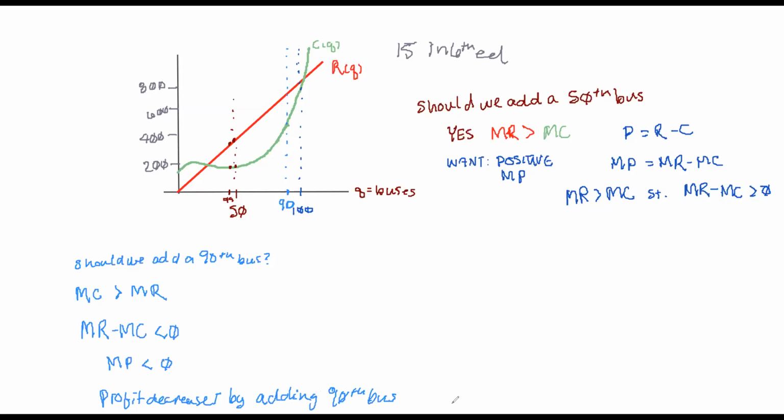The reason being is that if we have a profit function, and marginal profit functions in the same way as marginal revenue and marginal cost, the idea is, if we add one more, is our profit going to go up, i.e., do we have a positive marginal profit, or is our profit going to go down? A negative. And in this case, our marginal profit would be negative, and thus it would not be helpful to purchase the 90th bus.